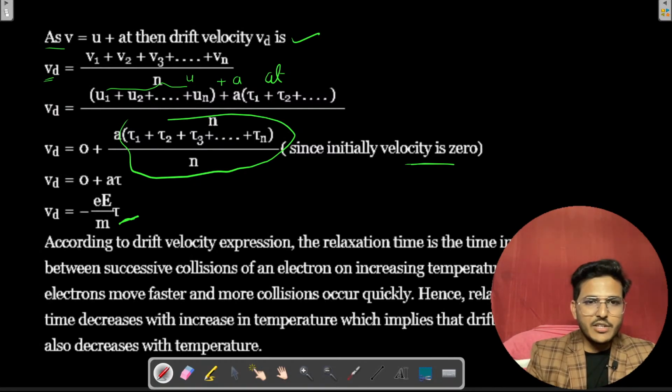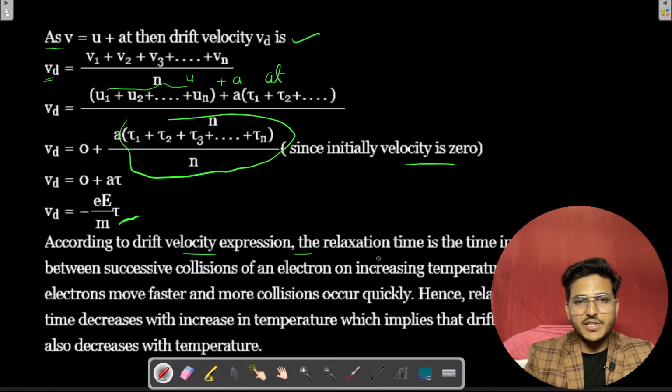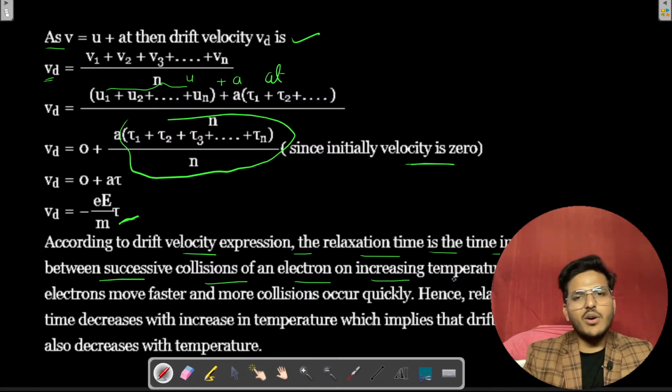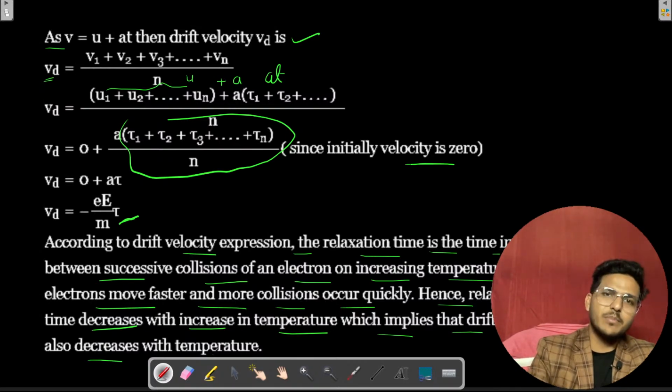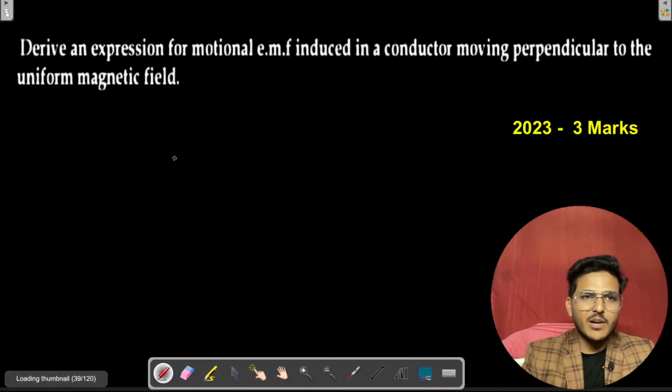According to the drift velocity expression, the relaxation time is the time interval between successive collisions of an electron. On increasing temperature, the electrons move faster and more collisions occur quickly. Hence, relaxation time decreases with increase in temperature, which implies that drift velocity also decreases with temperature. All right. Now moving to next.